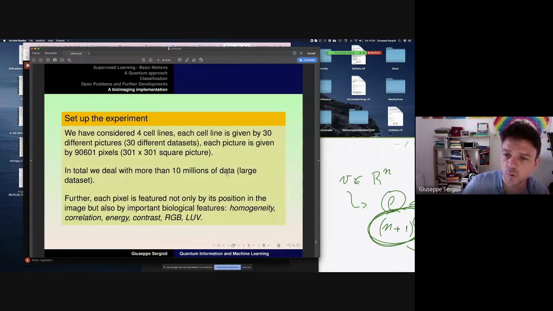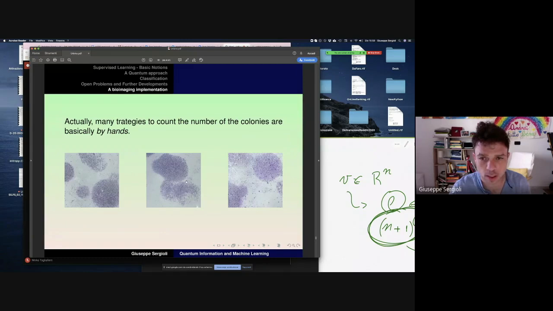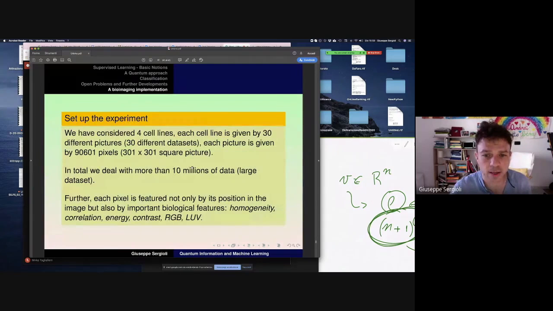So if we remember my second or third slide, when there was the classification of the data, it is a kind of large data set. Further, each pixel is featured not only by its position. It's not only a matter of classification, but for instance, color is also an important feature of each pixel, and also other features: homogeneity, correlation, energy, contrast, RGB. This RGB is just color: red, green, blue, and so on.